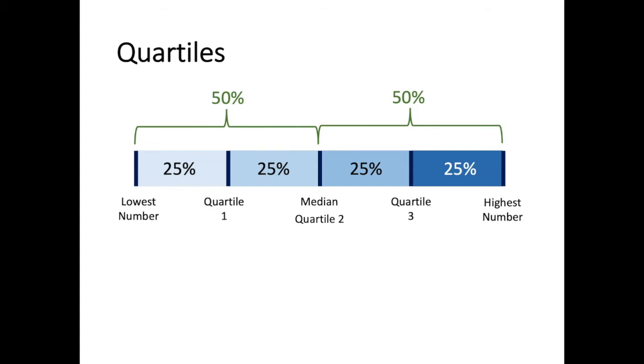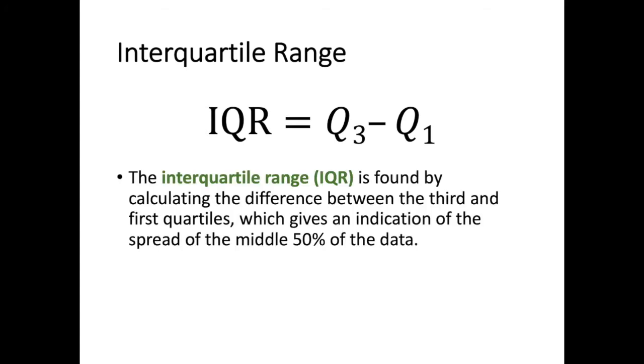So we can use our quartiles then to calculate our interquartile range. Our interquartile range is quartile 3 minus quartile 1, and it gives us an indication of the spread of the middle 50% of the data. So what interquartile range does is measure the consistency of the middle 50%. Around the center of the data, how consistent is our information?